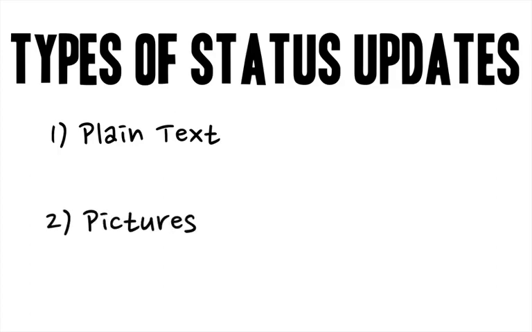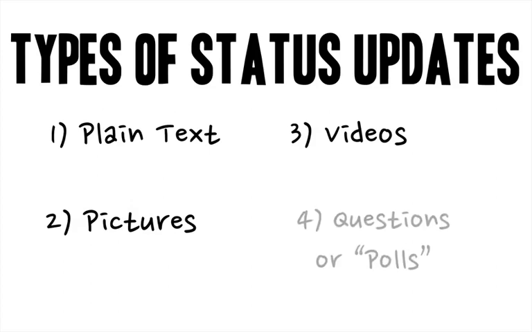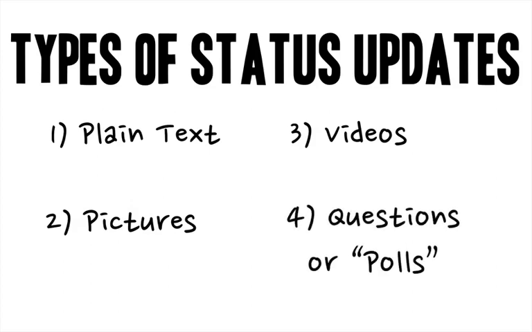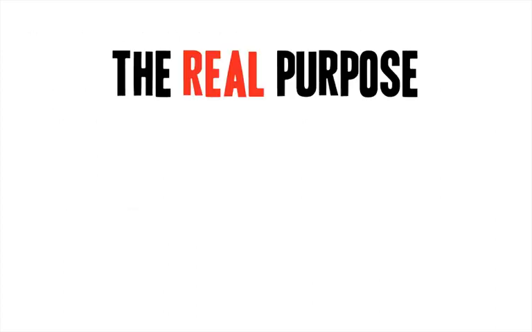Number two, you can include pictures in status updates. With the new timeline layout, pictures are absolutely king, and it's something you absolutely want to start doing, is putting pictures into your status updates. Number three is videos. You can share videos as status updates, which again, video obviously being a very engaging medium, is a great idea. And lastly, you can do questions or polls. And we have a specific module set up just to talk about questions and polls, so make sure you check out that video.